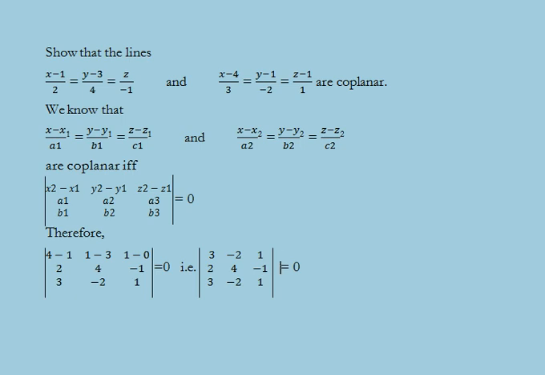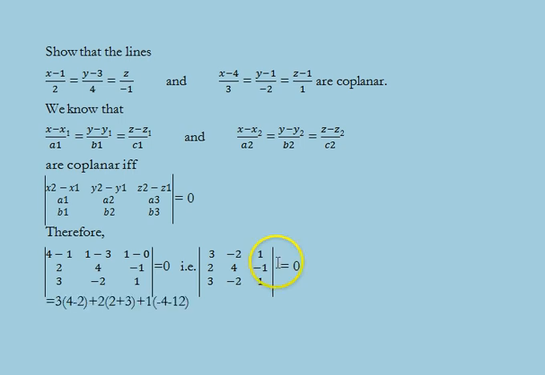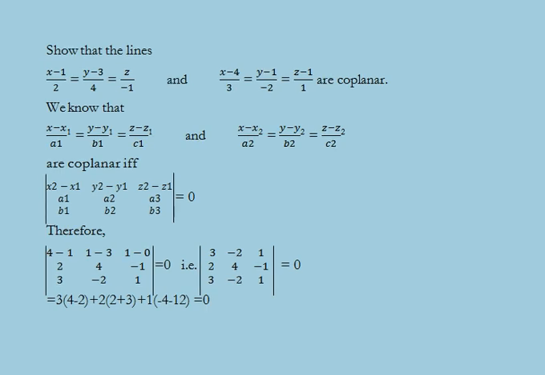Thus, to prove this, we need to evaluate the value of this determinant, which is equal to 3 into 4 minus 2 plus 2 into 2 plus 3 plus 1 into minus 4 minus 12. Now evaluating this, we have the value of this determinant equal to 0. Thus, the two given lines are coplanar and it has been proved. With this, we conclude this lecture on three-dimensional geometry, which was based on lines and their equations.